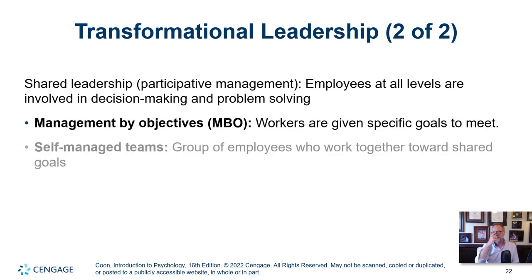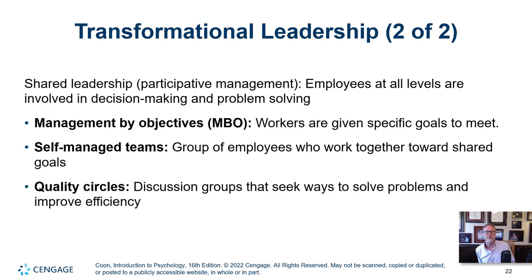There are two techniques that make transformational leadership and Theory Y, specifically, methods effective: shared leadership and management by objectives. You've probably heard of both of those. Management by objectives has been around forever. But shared leadership, also called participative management, is where employees at all levels are directly involved in decision making and problem solving. Sounds like chaos, doesn't it? And a lot of times it can be.